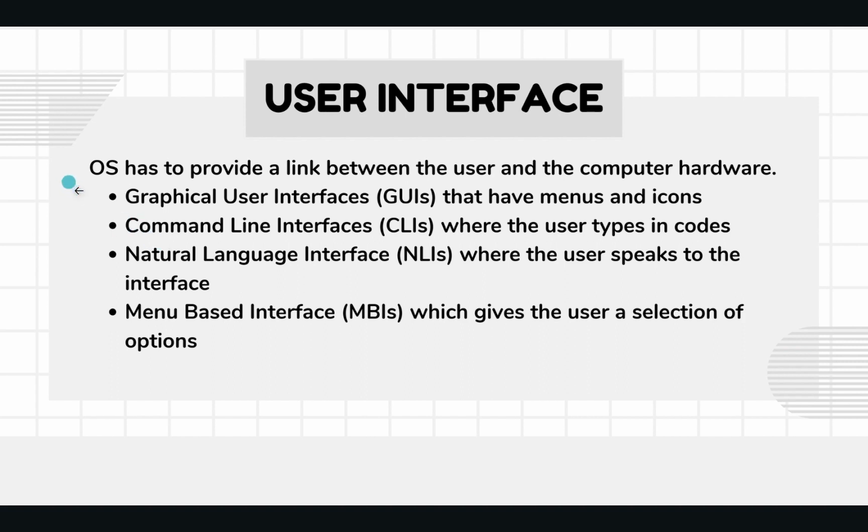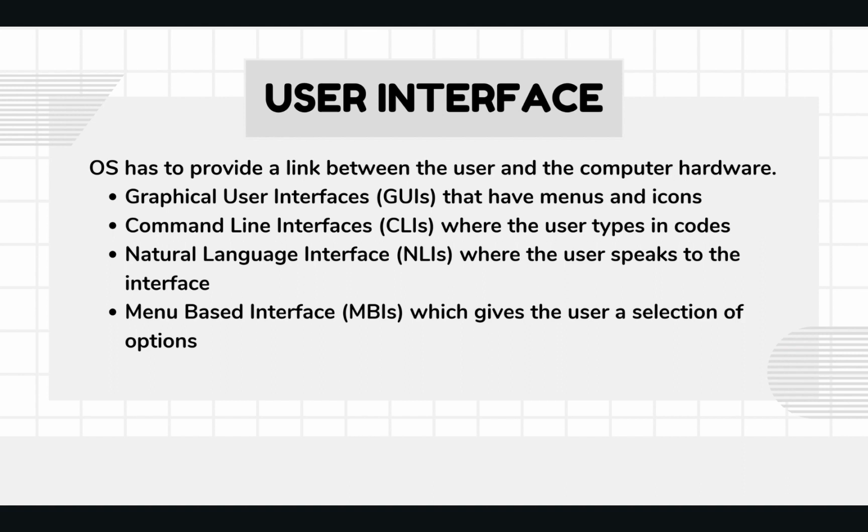The user interface has 4 types. The first of them is the graphical user interface, GUI. It's the one that has menus and icons. So yes, all the graphical part is connected with the graphical user interface. The next one is the command line interface, CLI. It's where the user types in code. So, for example, when the user commands something to the computer, all the commands are translated to the computer as code.